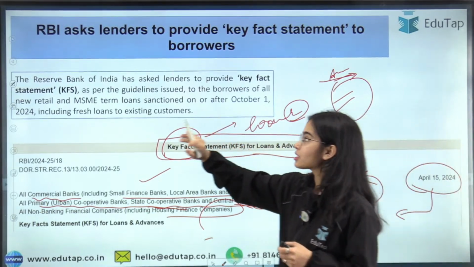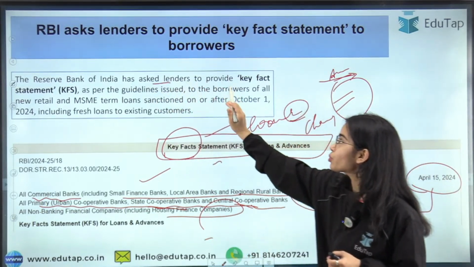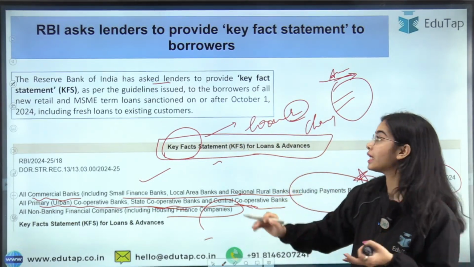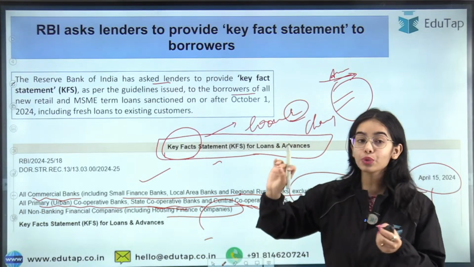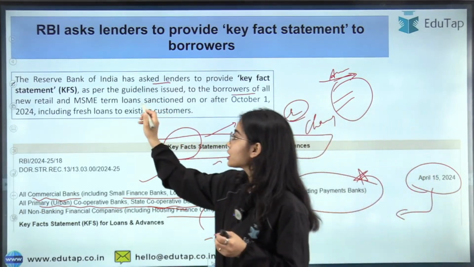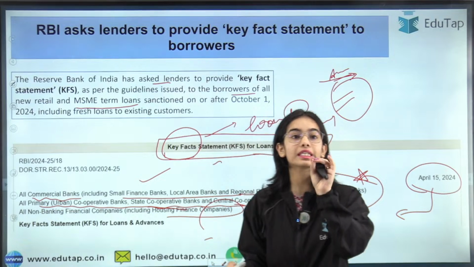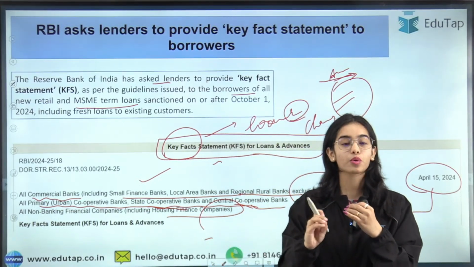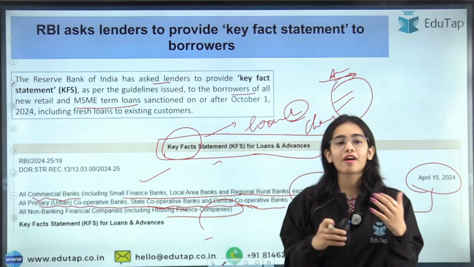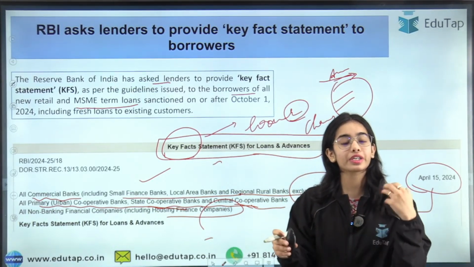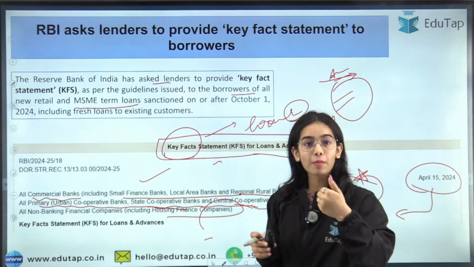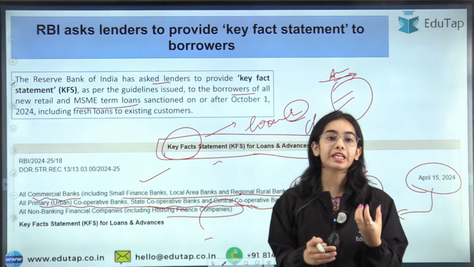Okay, so the Reserve Bank of India has asked the lenders to provide the key fact statement as per the guidelines that have been issued recently to the borrowers of all the new retail and MSME loans. This is specifically done for all the retail loans as well as the MSME loans because retail customers are the ones that do not have much information regarding the loan taking process, or they do not have information regarding the hidden charges that can be taken by the banks.